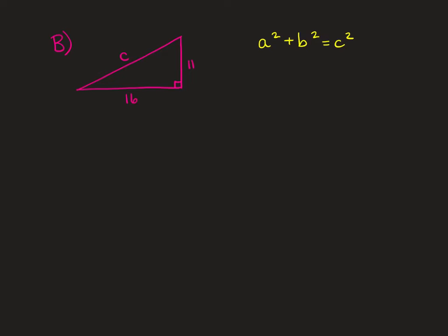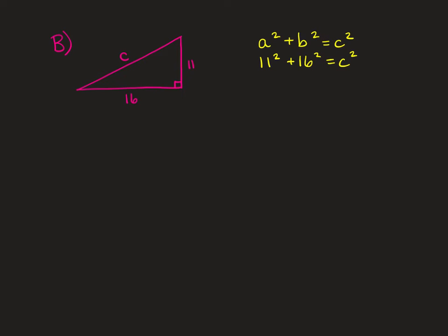Part B, we have this right triangle, and we're given two legs, 11 and 16, and once again we're looking for the missing side C, which is the hypotenuse. We begin with our Pythagorean theorem, a squared plus b squared equals c squared, and then we'll just start plugging in what we know. The legs A and B are 11 and 16, and it does not matter which is A or which one is B.